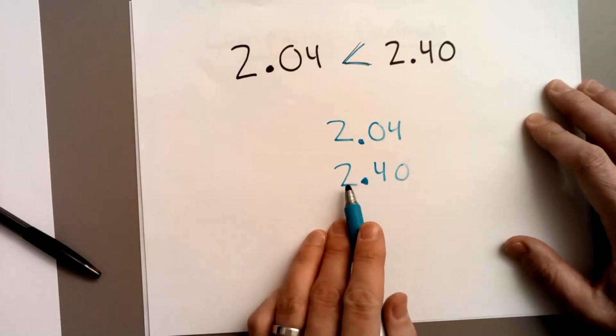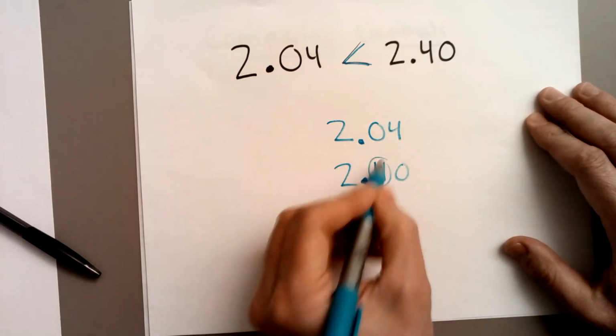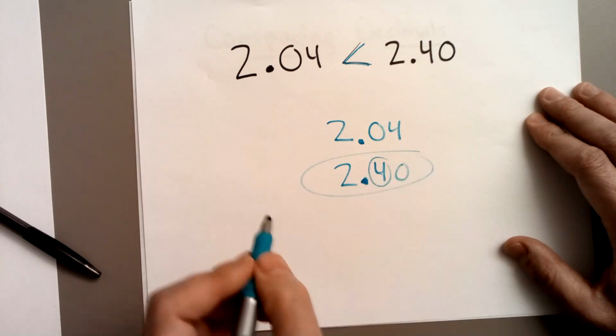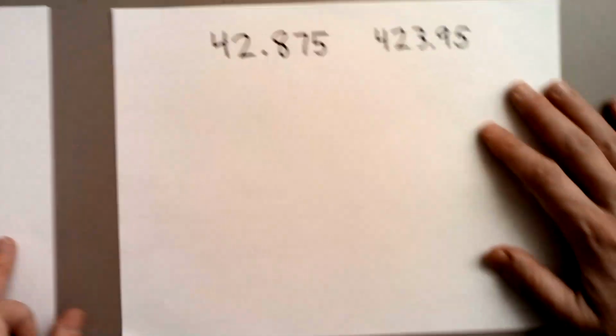Look at the ones place. There, a tie there. The tenths place. 4 is larger than 0, so that entire number is larger. And that's what we're going to do for the last two. Just going to stack them and compare them that way.